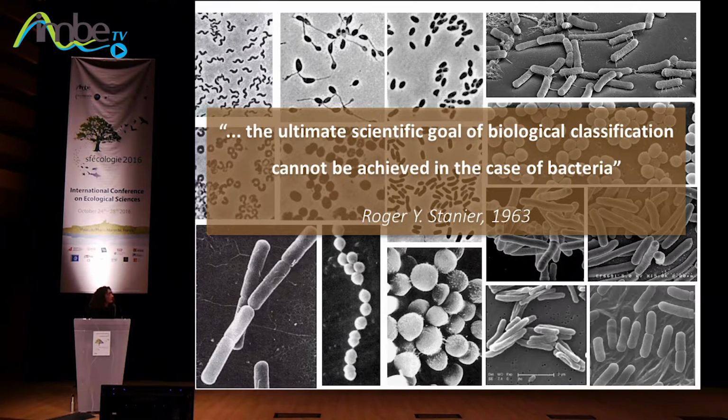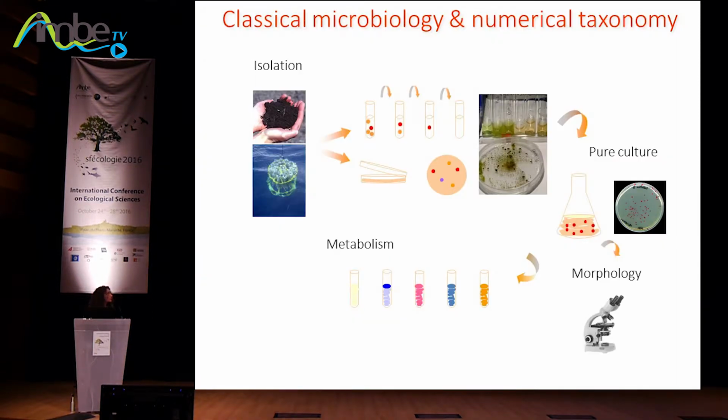So that as late as 1963, a famous microbiologist, Roger Stanier, very pessimistically concluded that the ultimate scientific goal of biological classification, that is natural classification, a classification of organisms based on phylogenetic relationships, could not be achieved in the case of bacteria. And actually, microbiologists appeared to be condemned to more functional or practical, operational taxonomic schemes where different microbial species were classified according to their phenotypic properties, mostly metabolic properties of microorganisms isolated in clonal pure cultures in the lab. But this was not a natural classification, a classification based on evolutionary relationships among organisms.